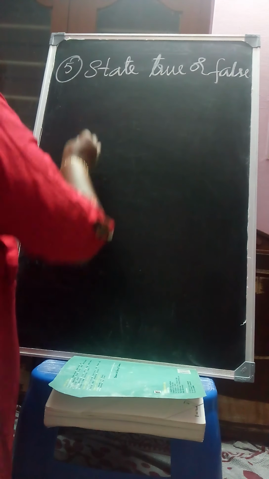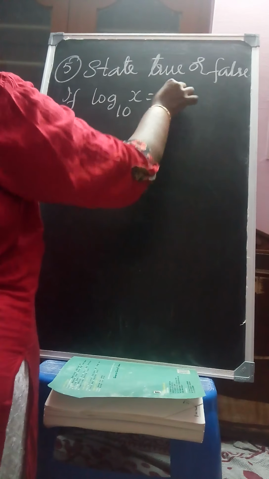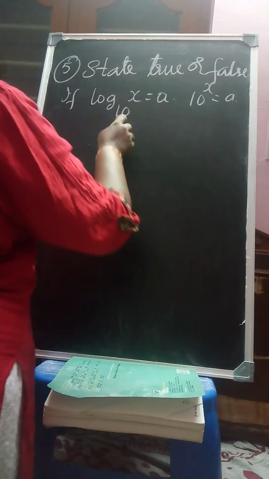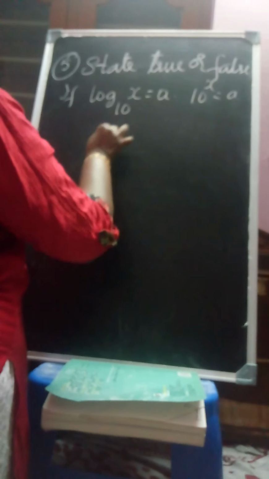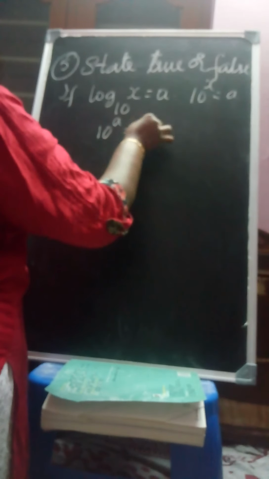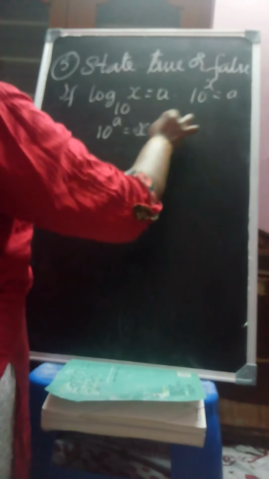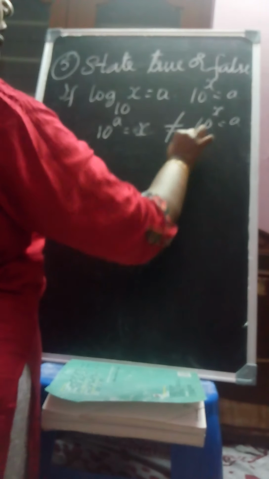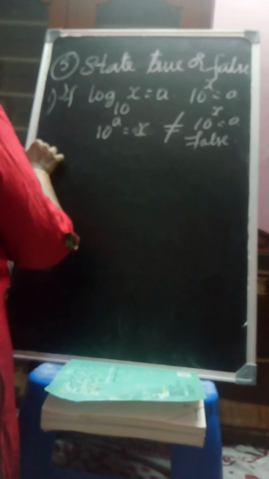Now here, they are saying, if log₁₀ x is equal to a, then they say log x is equal to a. Now tell me, is it a true statement? When we write this in exponential form, it will be 10 raised to the power of a is equal to x. This is not equal to 10 raised to the power of x is equal to a. So it is false.